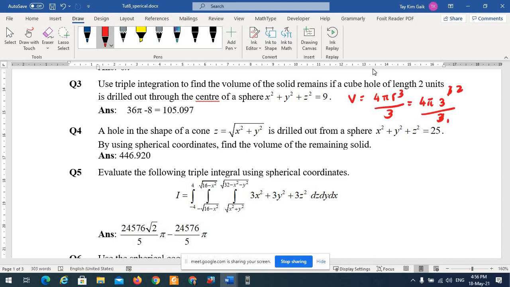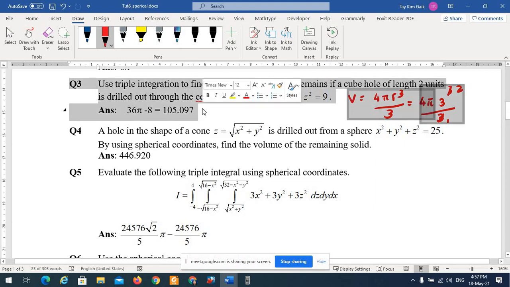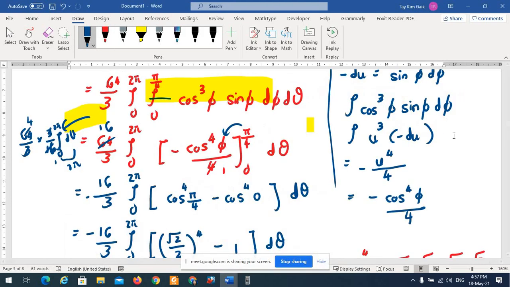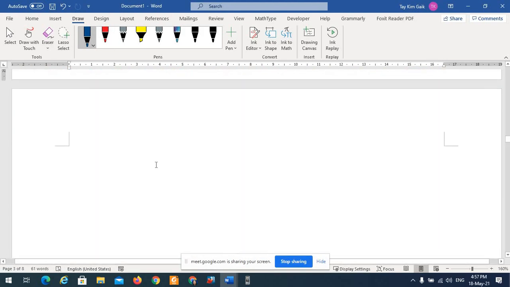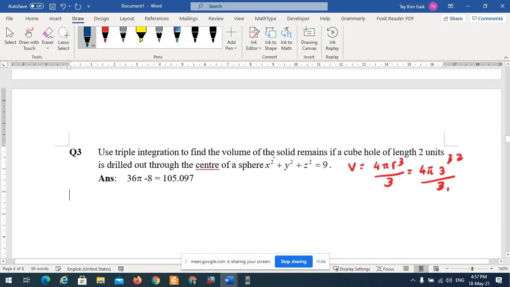So you get this answer. This is directly using the geometric formula. Okay, if you want to use the triple integral, we have two integrals here. First, you can use a triple integral in spherical coordinates to find the volume of the sphere, and then the cube here. So you deduct the volume of the cube, for which you have to use a triple integral in Cartesian coordinates.